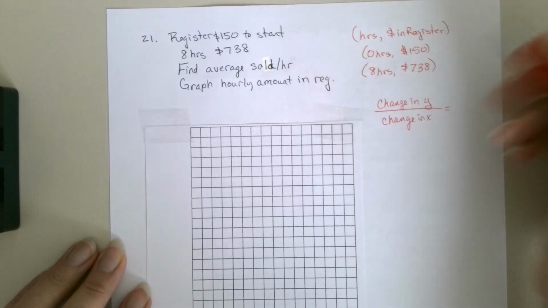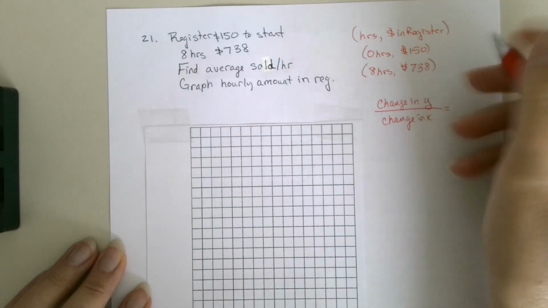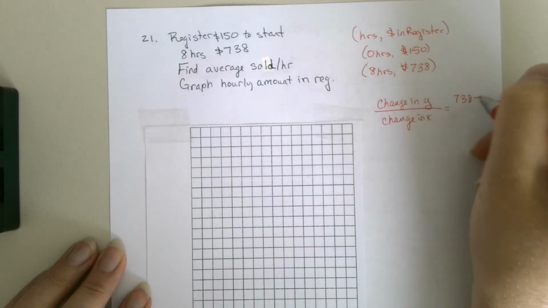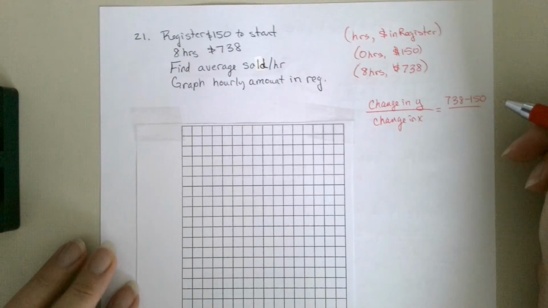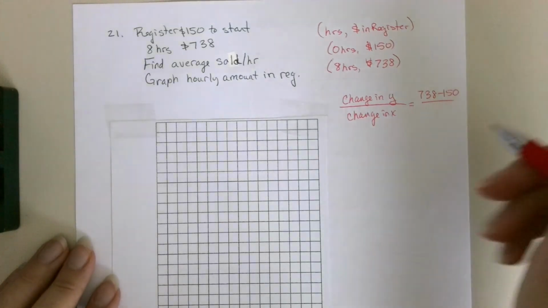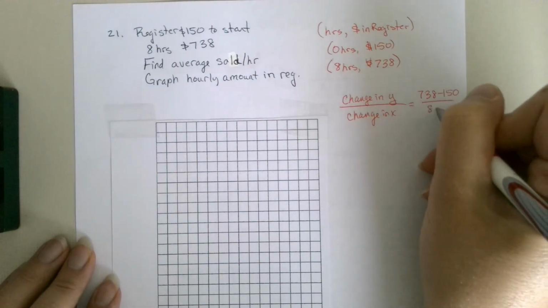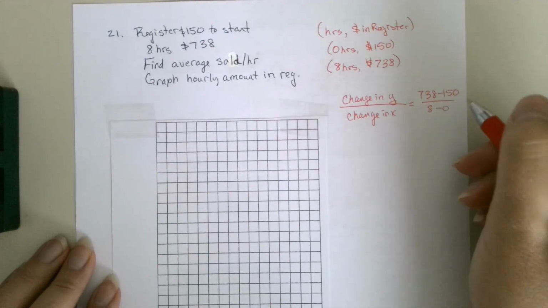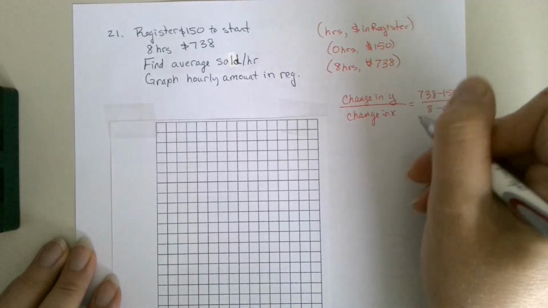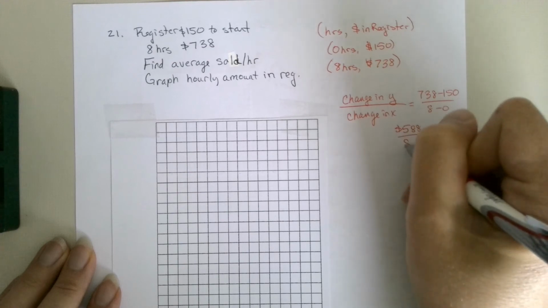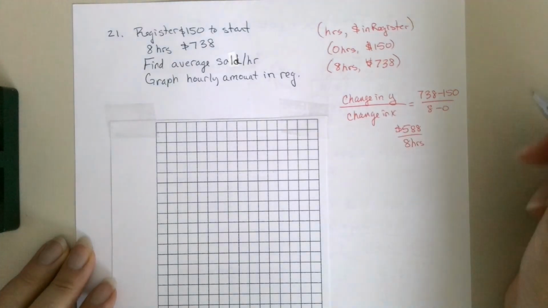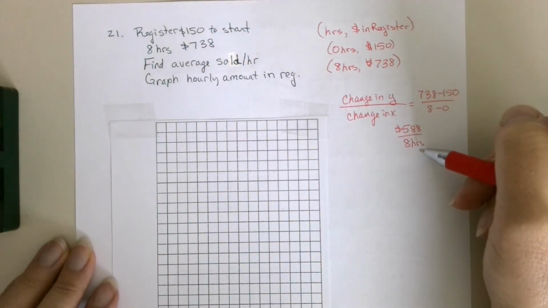So the change in y would be the 738 minus 150. Basically, you're taking off the money you started with, so how much actually came into the register. The change in x was 8 hours minus 0. So if we do the math here, we end up with $588 over 8 hours. So that's why it's a rate of change, $588 for every 8 hours.